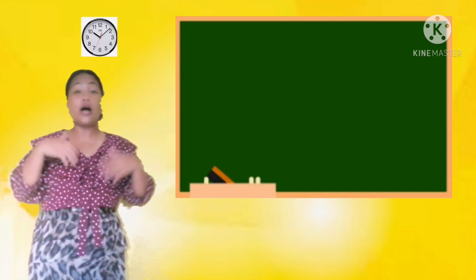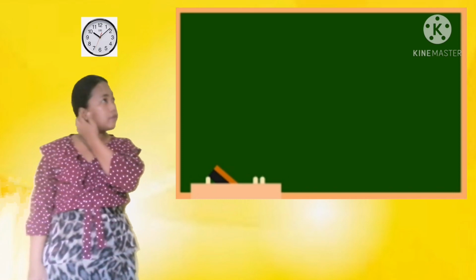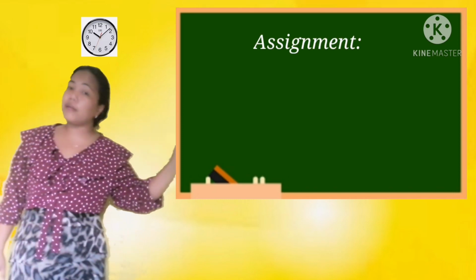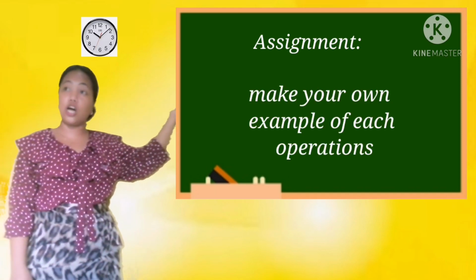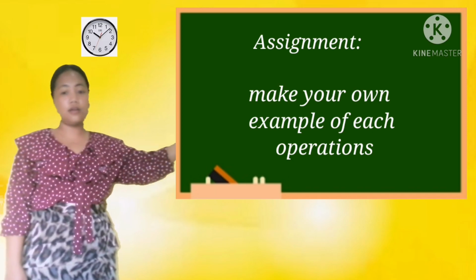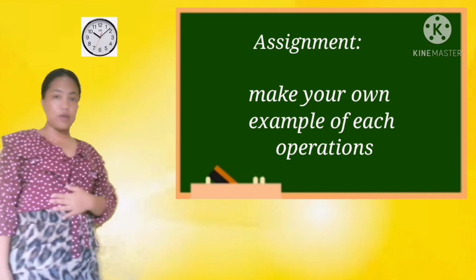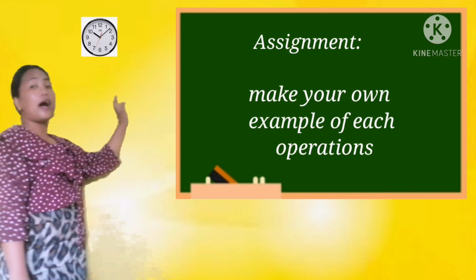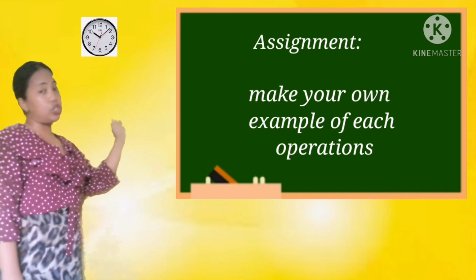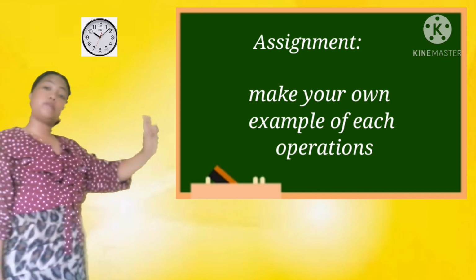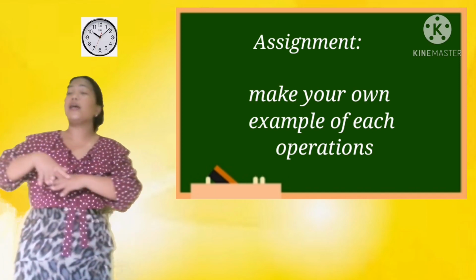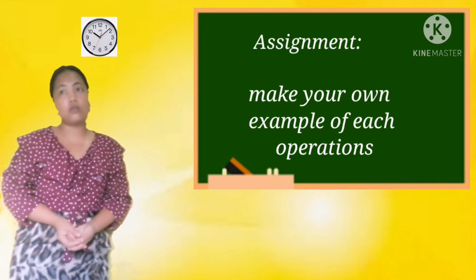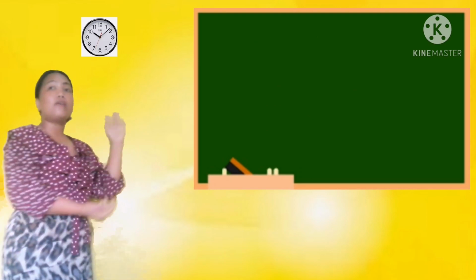I think that's all for today. For your assignment, before I forget, make your own 5 examples of each operation and write them in your assignment notebook. Again, write 5 examples in each operation, so you have 10: 5 for multiplication, 5 for division. Do you understand, class? Write it in your assignment notebook.